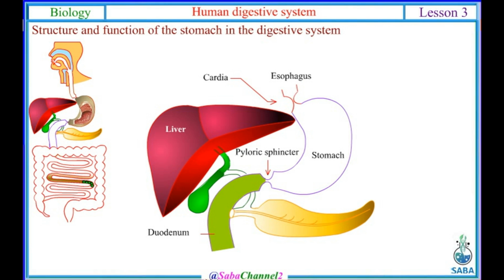Structure and function of the stomach in the digestive system. The stomach is a muscular organ that mixes food with the digestive juices, including acids and enzymes, to break it down into a liquid form. It also helps kill harmful bacteria in food. After digestion, the partially digested food moves into the small intestine for further processing.